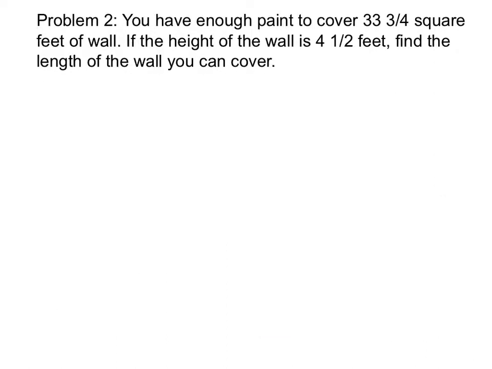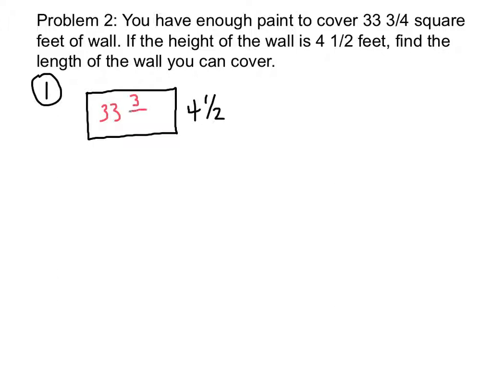Here's another problem. Notice that in this case, oh my goodness, we've got some mixed numbers in here. So we're going to have to do some work with that. Let's go through the steps. Step 1, we'll draw that picture. We have a rectangle. Here's our height, 4.5. And we can fill in what the area is, 33 3/4. So that's what we know.